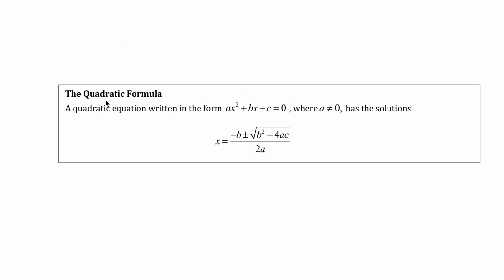First, we have the quadratic formula. It states here a quadratic equation written in the form ax squared plus bx plus c equals 0, where a is not equal to 0, has the solutions x equals negative b plus or minus the square root of b squared minus 4ac all over 2a. In the next set of examples, I'm going to show you how we can apply the quadratic formula to solve a quadratic equation.